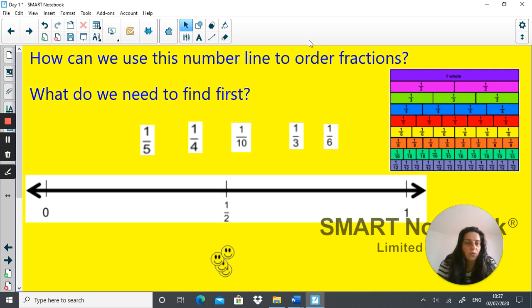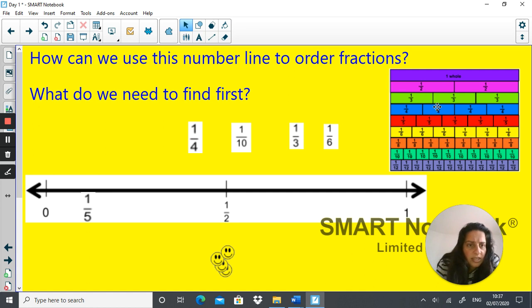Because using my fraction rule, I'd find 1/2. So 1/2 is there. Okay, let's look at what we can. So we have 1/2 here. So 1/5, which is here, is smaller than 1/2. So let's put 1/5 there.